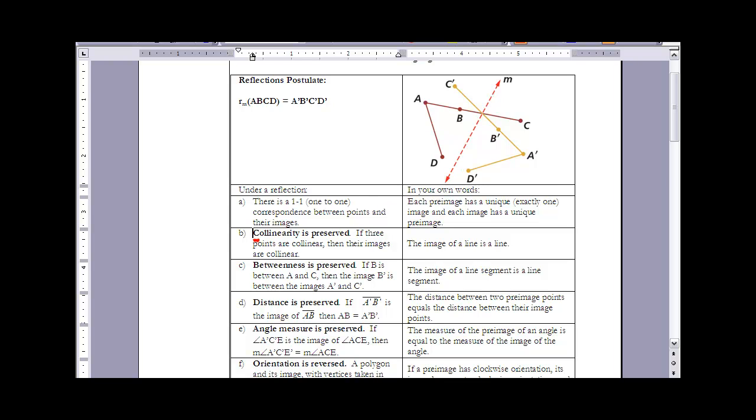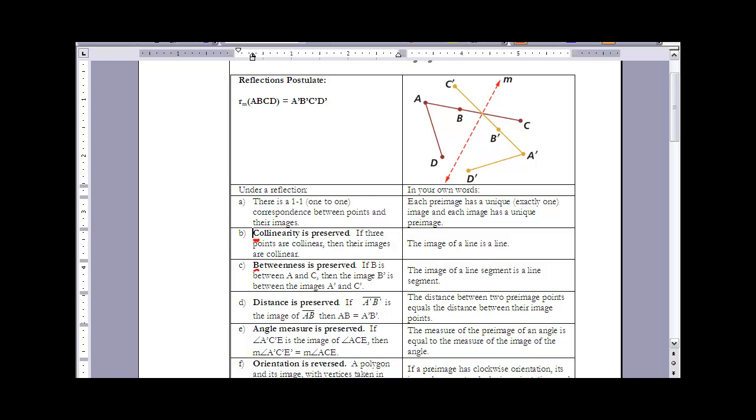The next part is betweenness is preserved. Remember, when we say a point is between two other points, it means that the point is on a line segment between two other points. So if betweenness is preserved, then if a point is between two other points in the pre-image, it will also be between them in the image. We'll notice that B is on the line segment AC and between A and C. B prime is also on the line segment A prime, C prime, and between A prime and C prime. That will always occur when we do reflections. I'm going to underline the B from that one.